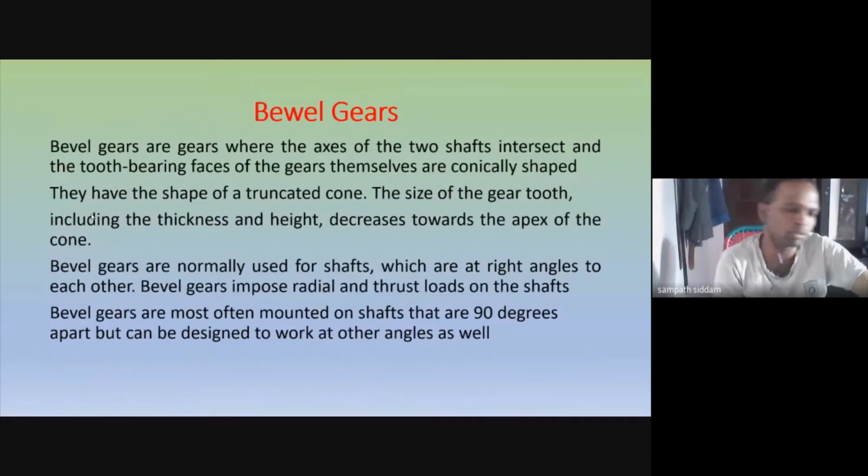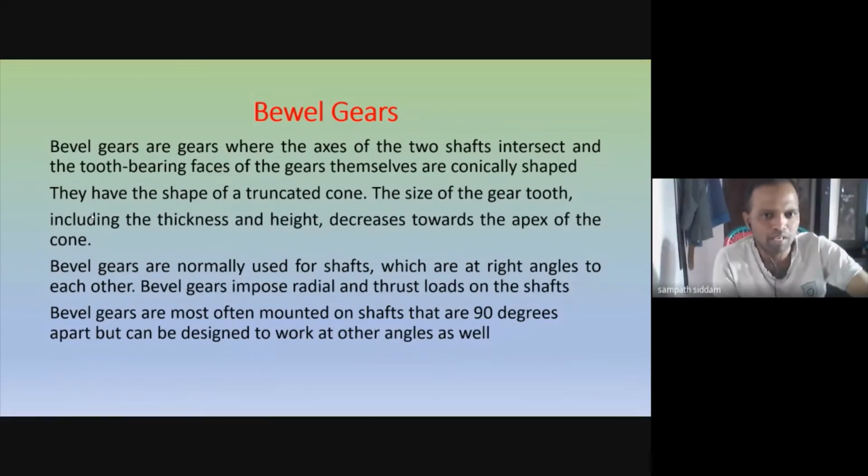And next, coming to the last one, is your bevel gears. So these bevel gears are the gears where the axis of your two shafts intersects, and the tooth bearings of your gear themselves are conically shaped. Previously the first was exactly parallel, and next was inclined, and now this is where the axis of the two shafts intersects, which is the 90 degrees one. They have the shape of a truncated cone. The size of the gear teeth, including the thickness as well as height, decreases towards the apex of the cone.